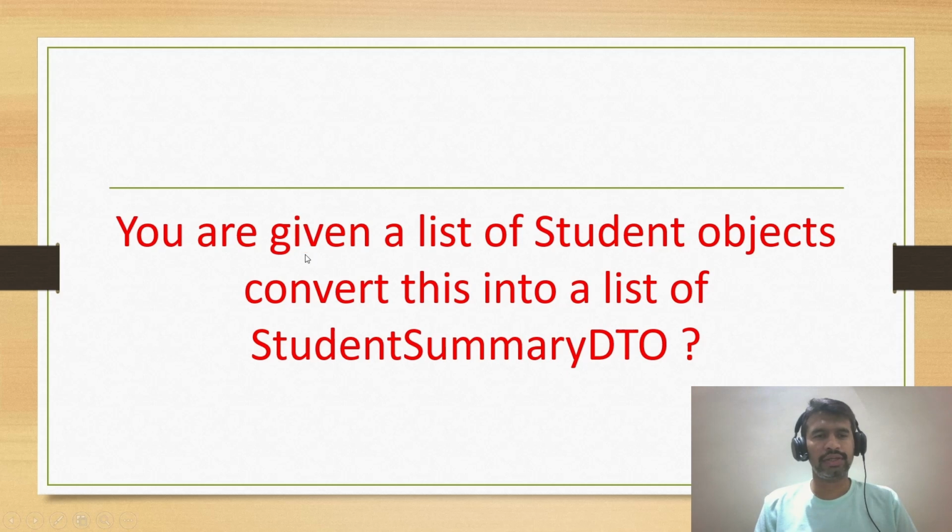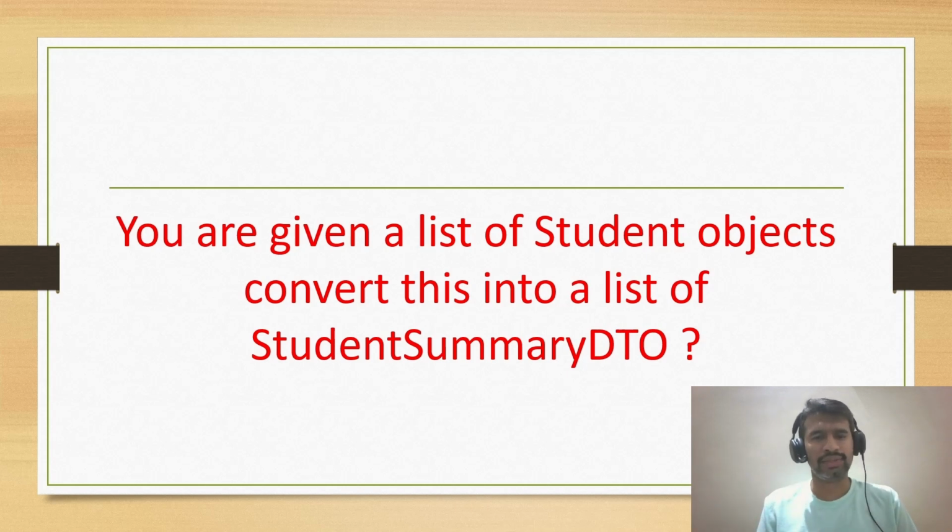So the next question is, you are given a list of student objects. You have to convert that into student summary DTO. So we have a list of student objects, and we have to convert this into a list of student summary DTO. It's like taking an object of type student and converting it to student summary.